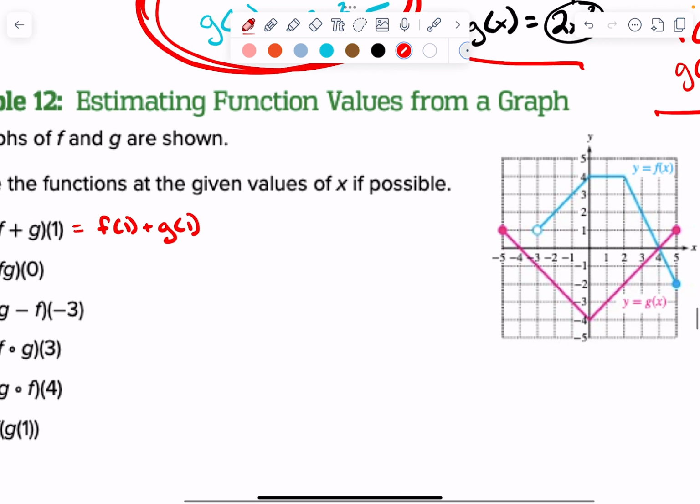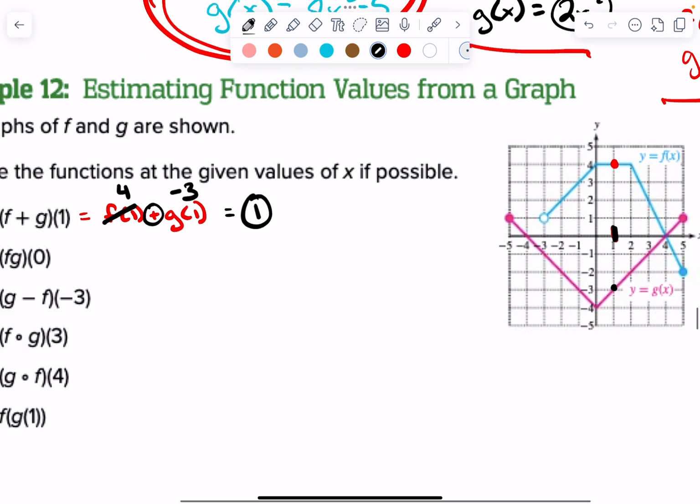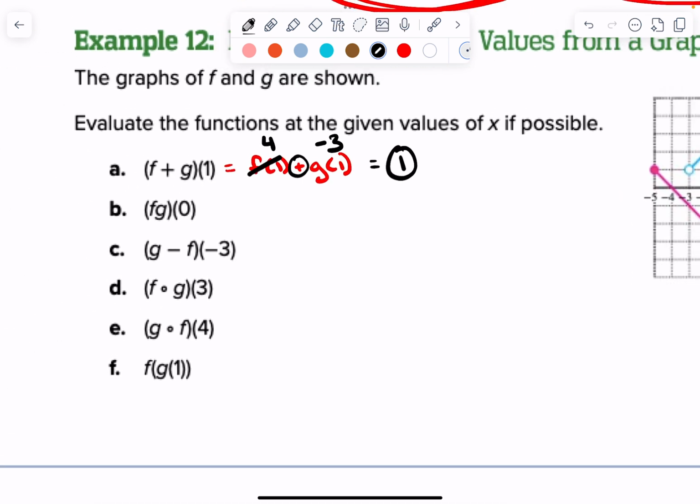So I'm going to find f of 1, which means if I go over to 1 on the x-axis, the f value is 4. So f of 1 is 4, right? If I go to 1, the g value is -3. And I'm adding those together. 4 plus -3 is 1. Cool. Next.